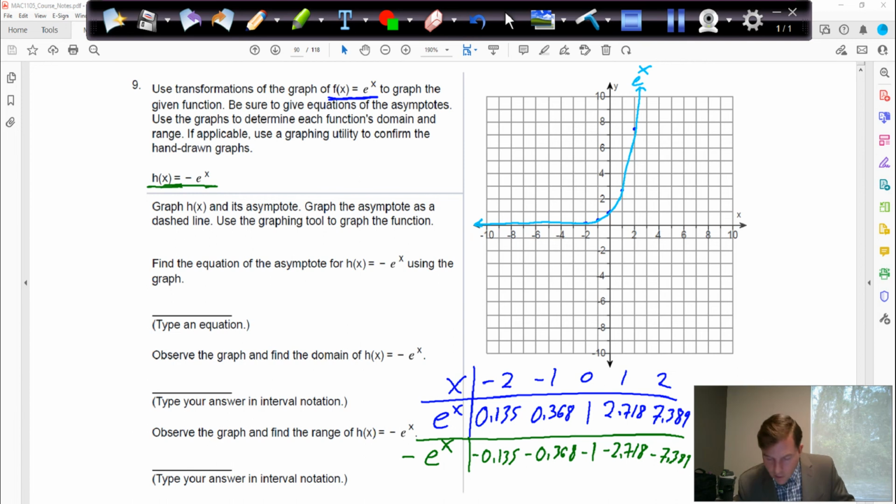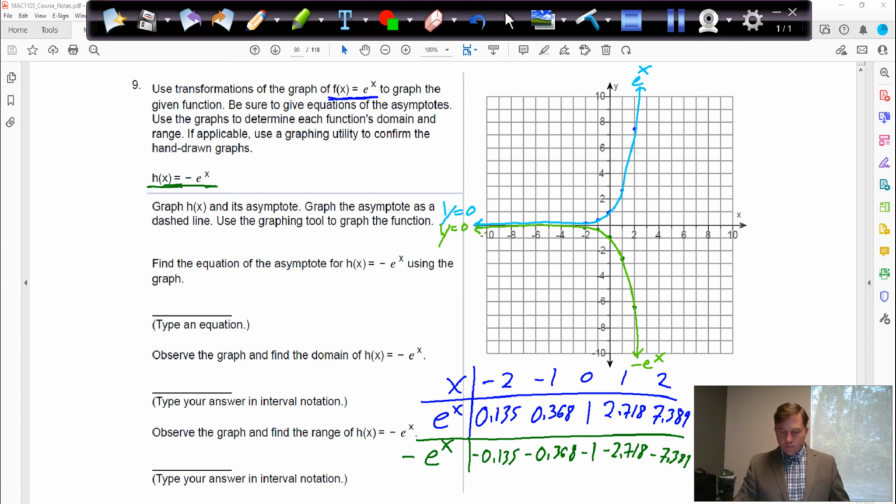So what we're going to have is a dot right here, about a third of the way down, 0, negative 1. At 1 we have negative 2.718, about there. And at 2 we have negative 7.389, about there. And what we have is, so let's see, this one approached 0. This one, as we fill it in, also approaches 0, but it approaches it from the bottom, not from the top.